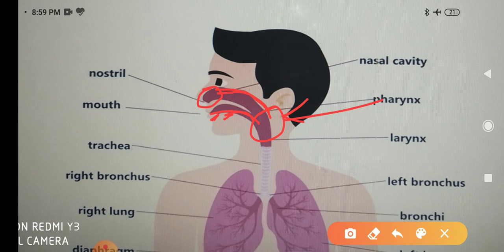Now this pharynx continues into the larynx. The next structure is called the larynx. This is the sound box.